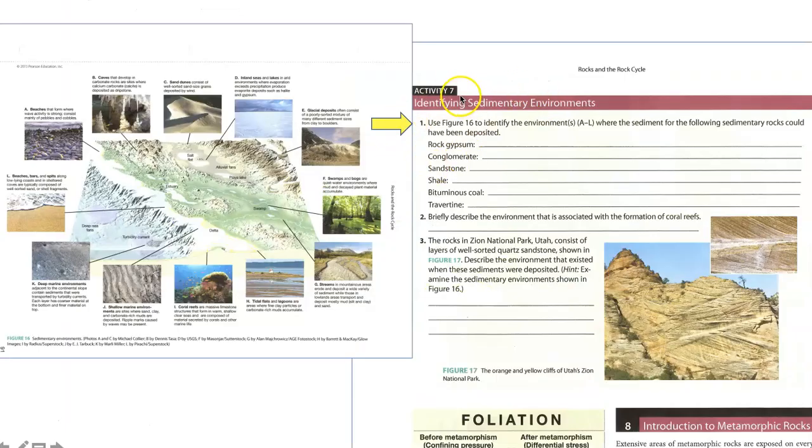The next set of questions, activity 7, are related to this picture, and they ask you to identify the environment for each of these rock types. I don't recommend just using the letters A through L. It's not very informative when you go to review. Rock gypsum, for example, if you see here, is D. So you could put D, but you could also put inland seas and lakes in arid regions. So go ahead and try these. Number 2 and 3, you have to give a little thought to, but I think you can answer these.